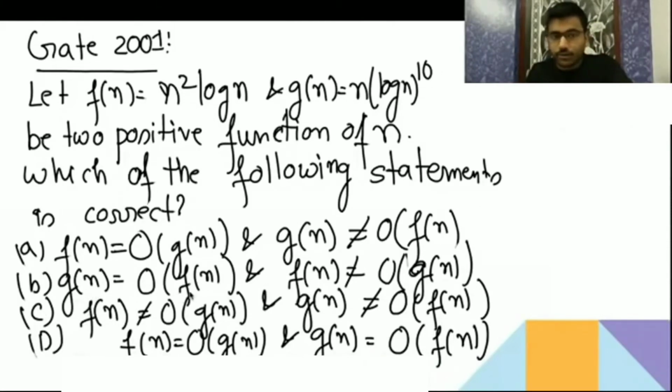So g(n) is equal to big O of f(n), and f(n) is not smaller than this. Correct. So anyone, is it required to explain, or can I go to the next one? This is the correct one.